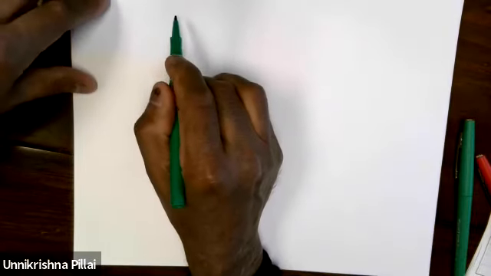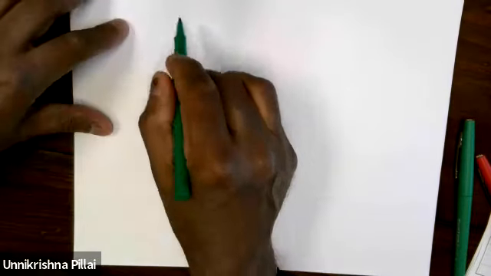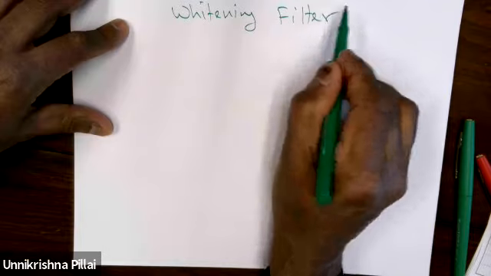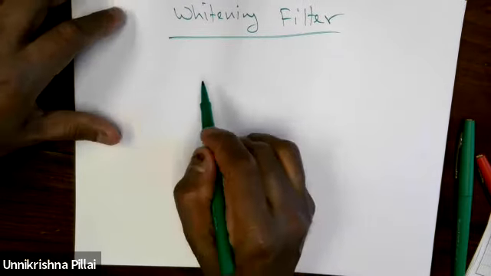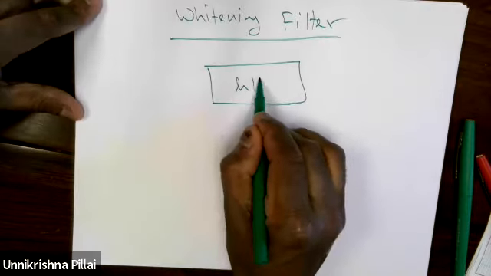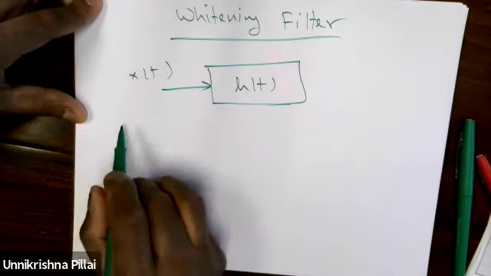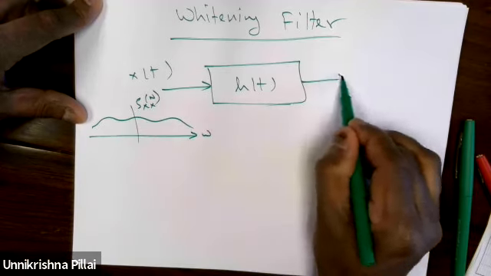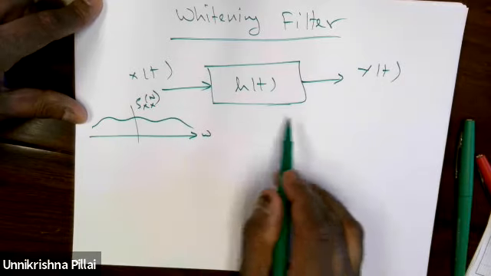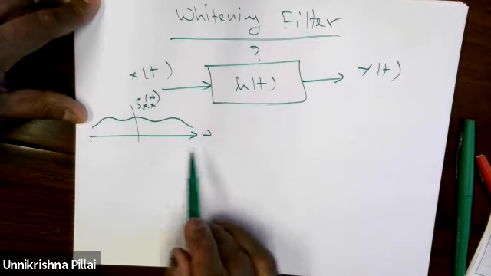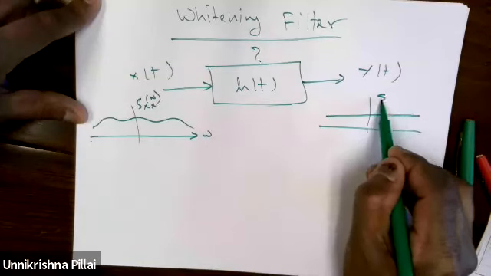So this all comes up under this idea, introduced by Norbert Wiener. Let me explain it. Obviously we are talking about wide-sense stationary processes. This is the idea of a whitening filter. Is this possible or not? The idea is that the input is a process with some power spectrum, but at the output we want a flat power spectrum.